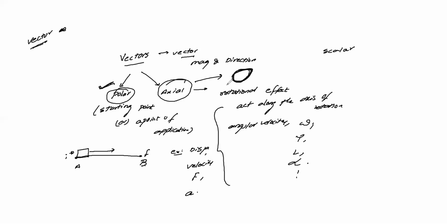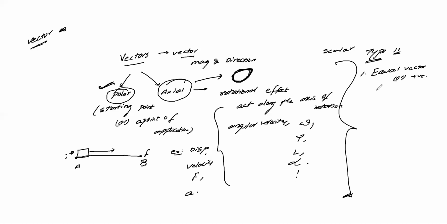So these are the two basic types, the basic division of vectors. In this division, the types of vectors are of 11 types. I'll give the headings first, then I'll explain. First one, equal vectors, or positive vectors. Second, negative vectors, or unequal vectors.